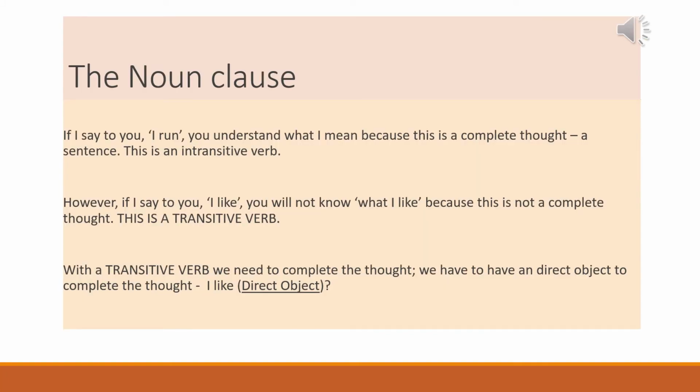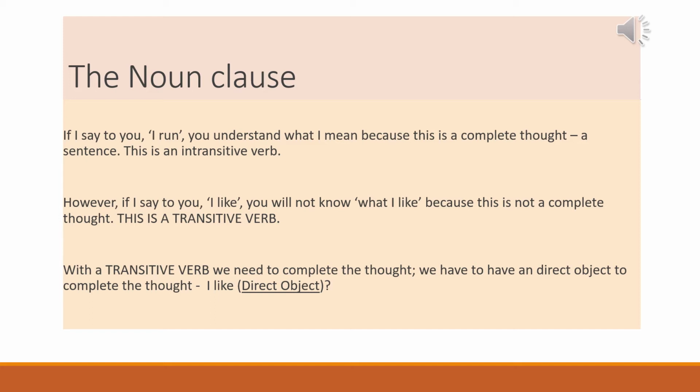So there are a couple of things you have to understand about a noun clause, basically about verbs, okay? If I say to you, I run, you understand what I mean because this is a complete thought, a subject and a verb and a period, I run. It's also considered a sentence as it is a complete thought. However, this is an example of an intransitive verb. And the idea you're supposed to remember here is that it's a complete thought. I run. You don't have to add anything to this to make the person understand what you're saying.